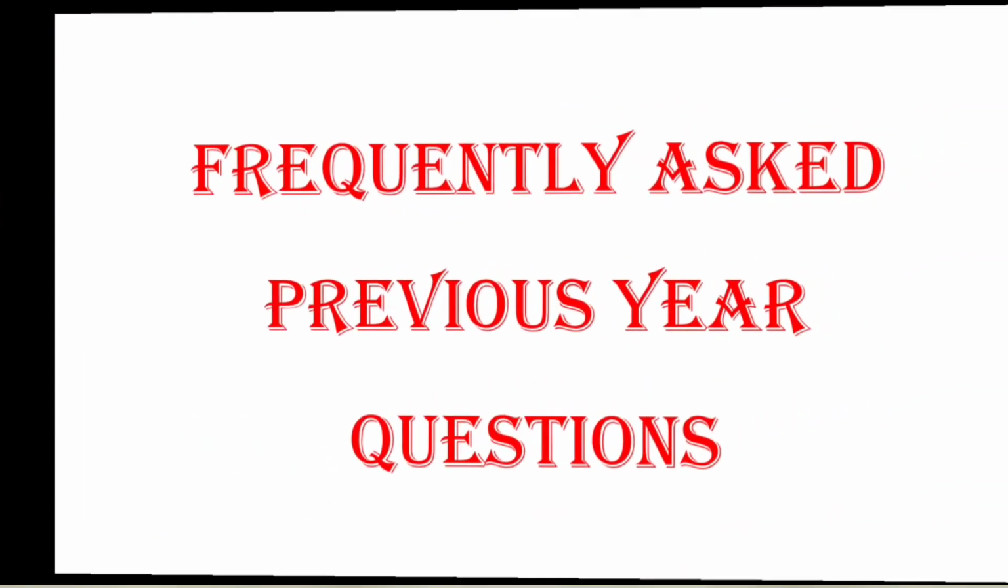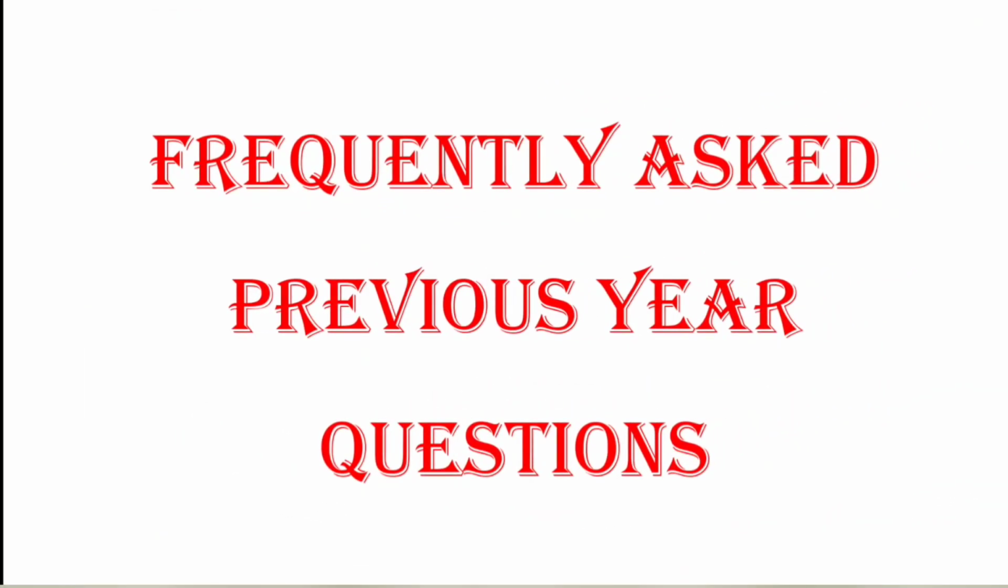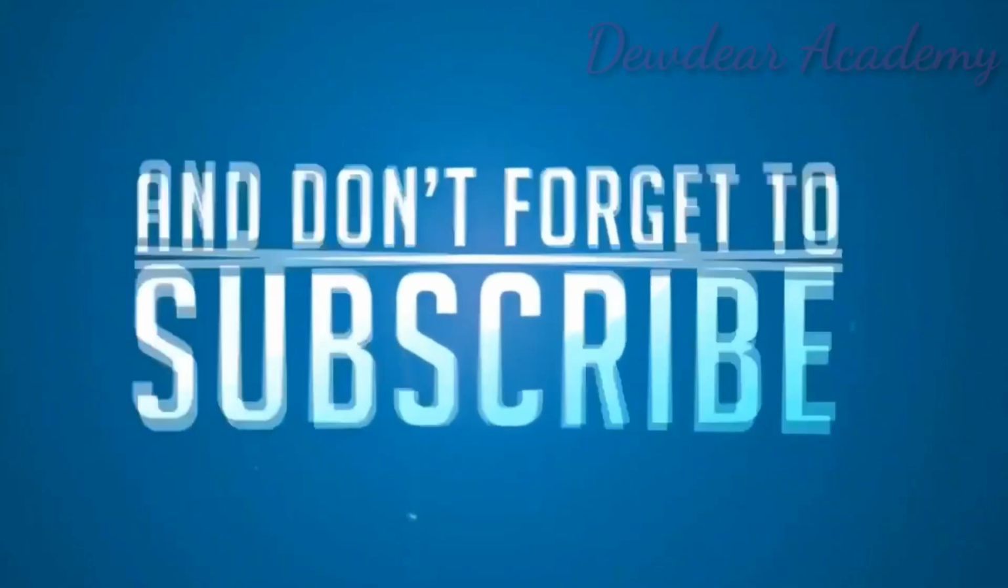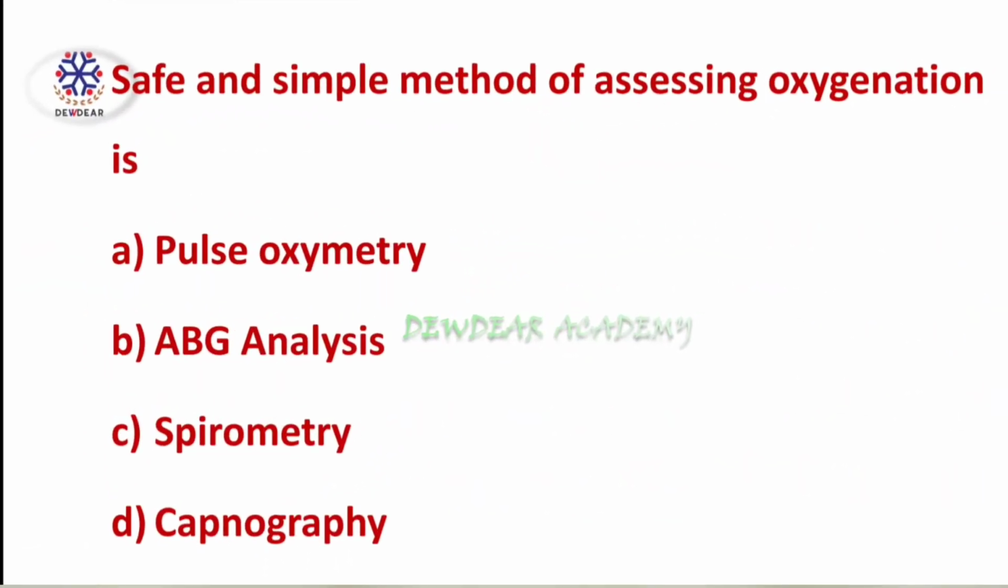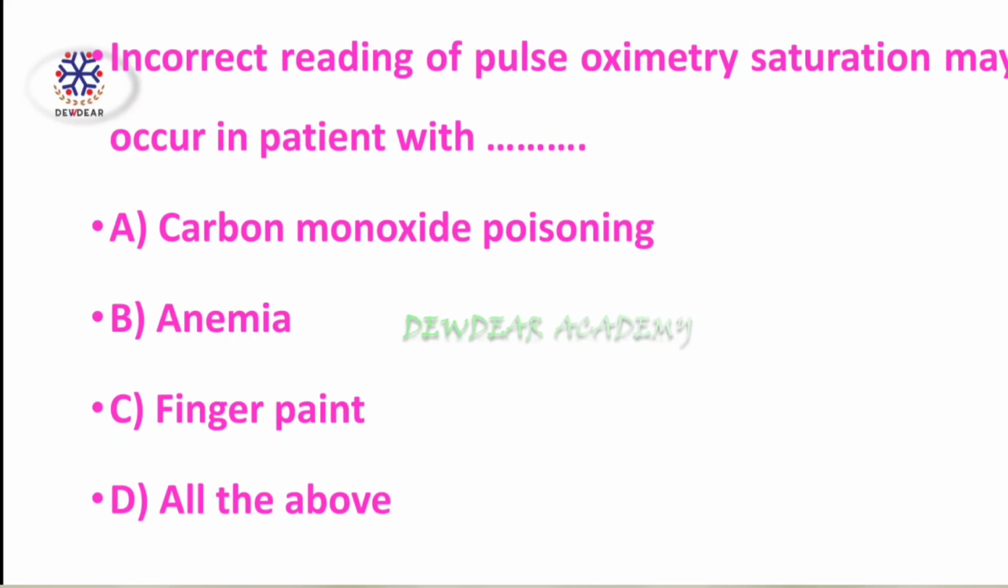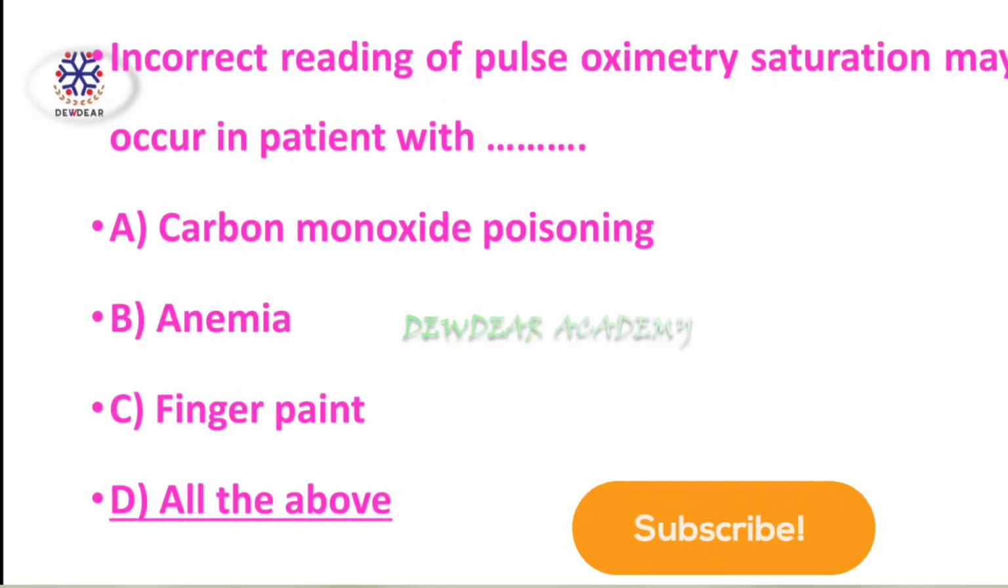Now we move on to the important questions related with this topic. So first question is, the safe and simple method of assessing oxygenation is? Options given: pulse oximetry, ABG analysis, spirometry, capnography. Here the right answer is pulse oximetry. Second question, incorrect reading of pulse oximetry saturation may occur in patients with carbon monoxide poisoning, anemia, finger pain, all the above. The answer is all the above.